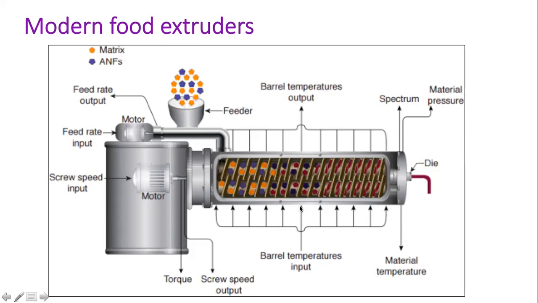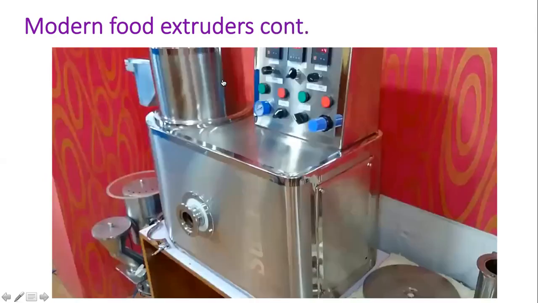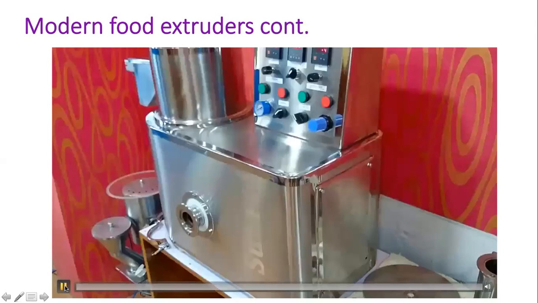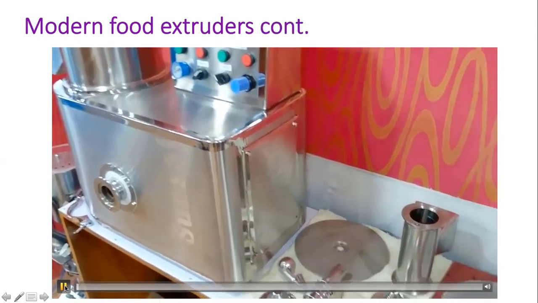So as we discussed in the definition, how to develop the pressure here by using this screw, right? There are two screws you can see, right? There are two screws, and there is a die. Then in this area, the pressure is very high. So as a result of that, you can see this product with a particular shape. That's all about the general introduction about the food extruders. And here you can see how it works.